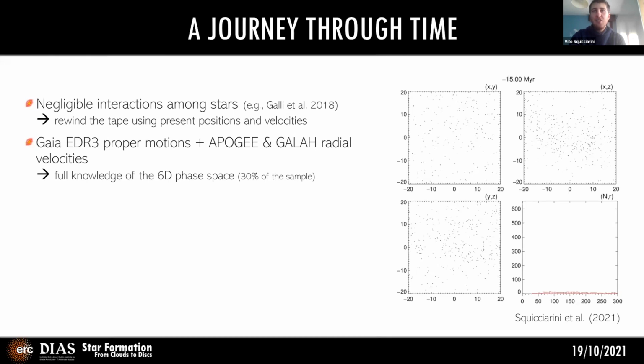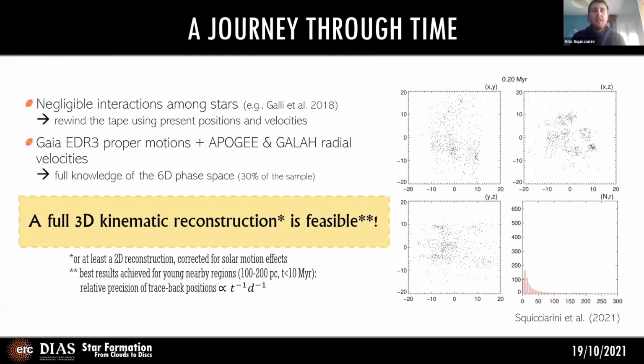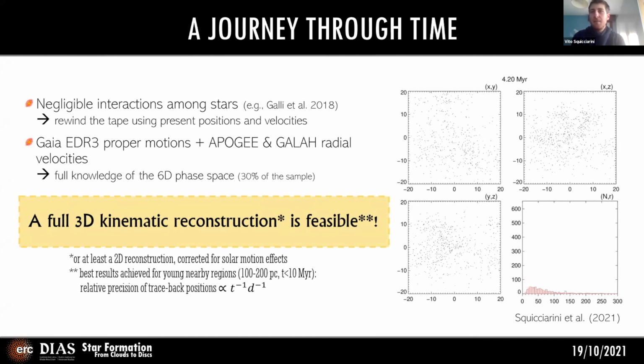So we built a catalog with a full knowledge of the 6-dimensional phase space, about 30% of the sources. And so we were able to perform a full 3D kinematic reconstruction of the motion of individual stars that are the points that you see on the right. For the 70% of the sample, we don't have the velocities, but we can still do a 2D reconstruction and correct for the relative motion from the Sun to the association, thanks to the 6D sample.